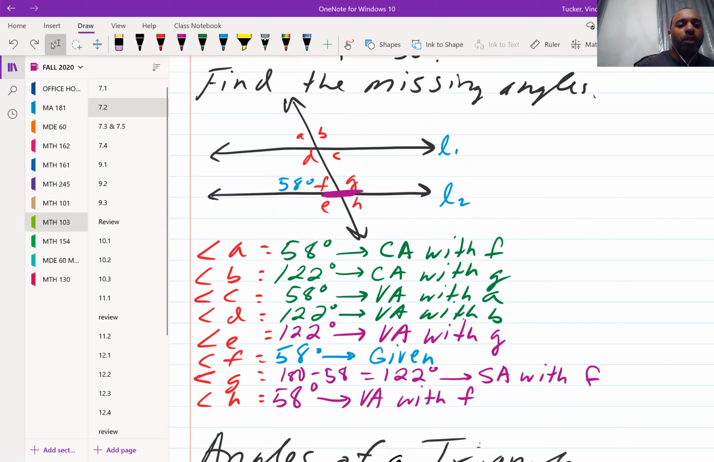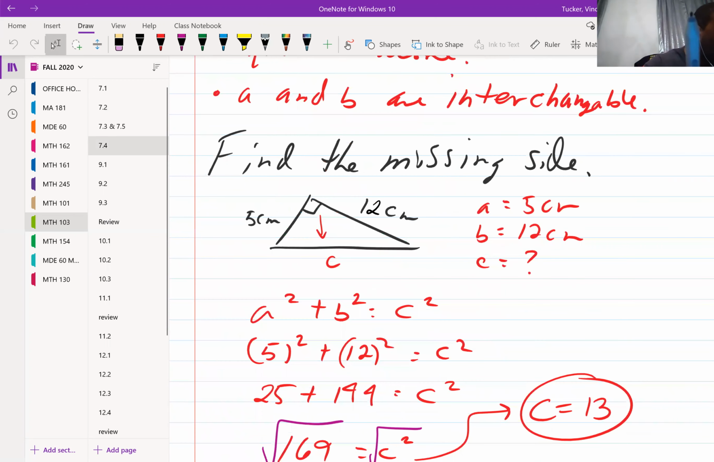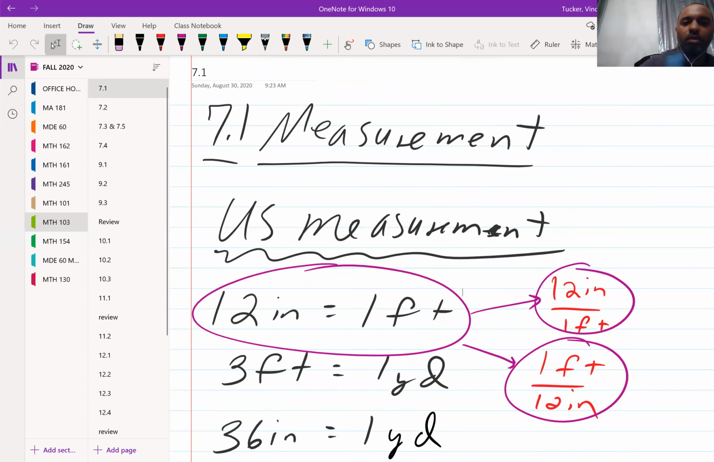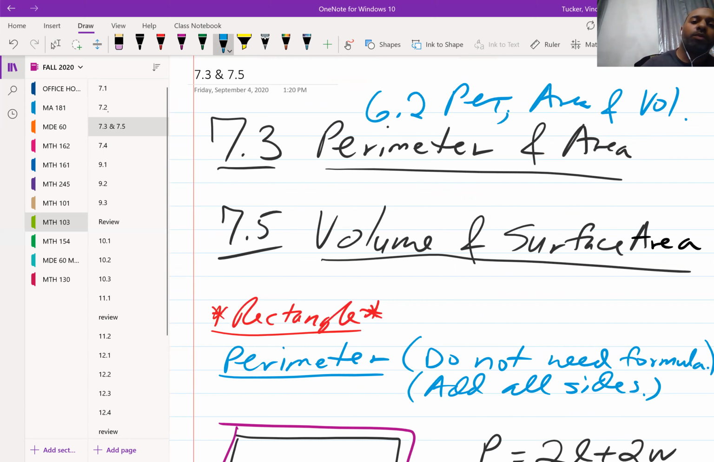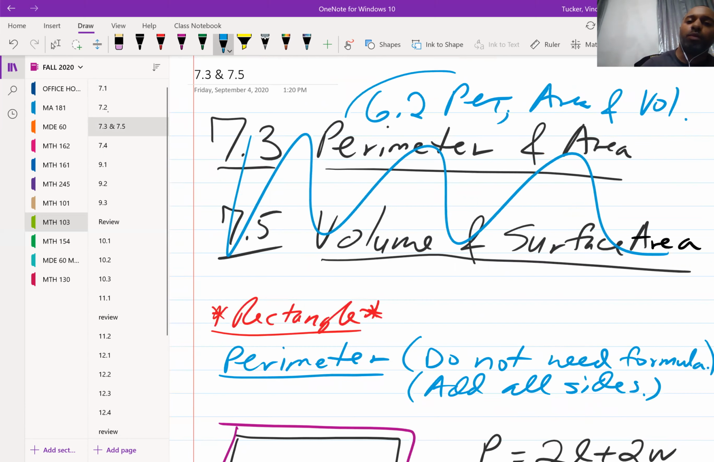All right. So let's look at perimeter, area, and volume. So this is for you guys. It'll be 6.2, perimeter, area, and volume. So don't worry about that title. Just perimeter, area, and volume.